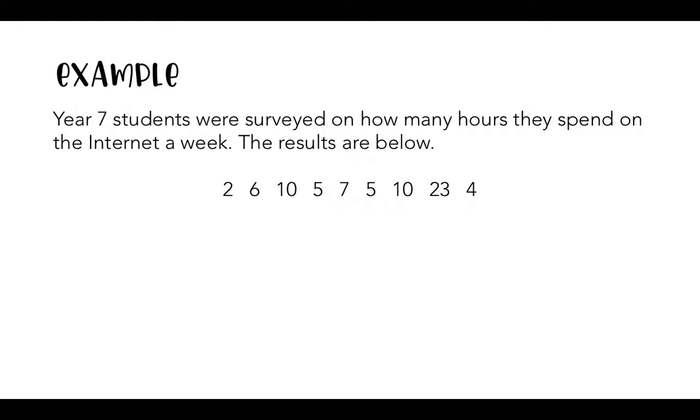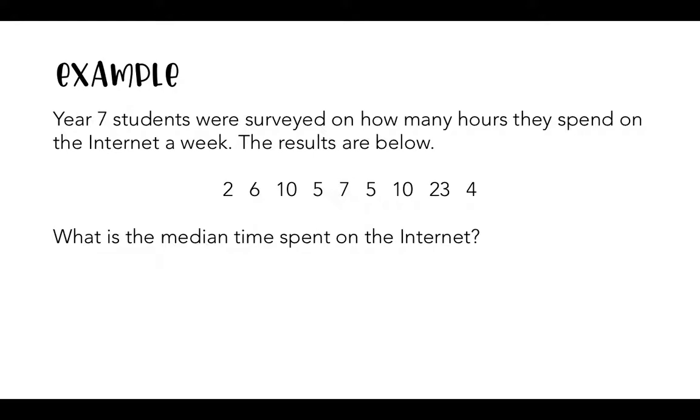So let's do an example, okay? So I'll start you off on this example and then you can finish it off. So again, we're looking at that data about the amount of time spent on the internet in a week. So we want to find the median time spent on the internet. So first thing you need to do is write all the data in numerical order. So in order from the lowest number to the highest number. Okay, so pause it, write it in numerical order, and then see if you can find the middle value.